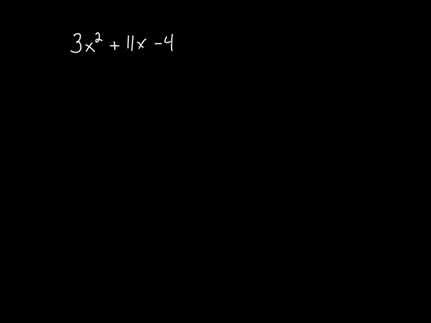Okay, another example. Remember, we're basically going to break the middle term down into 2 so that we can use grouping. So let's identify A, which is 3, B, which is plus 11, and C, which is minus 4. So when we do A times C, that would be 3 times negative 4, which is negative 12.